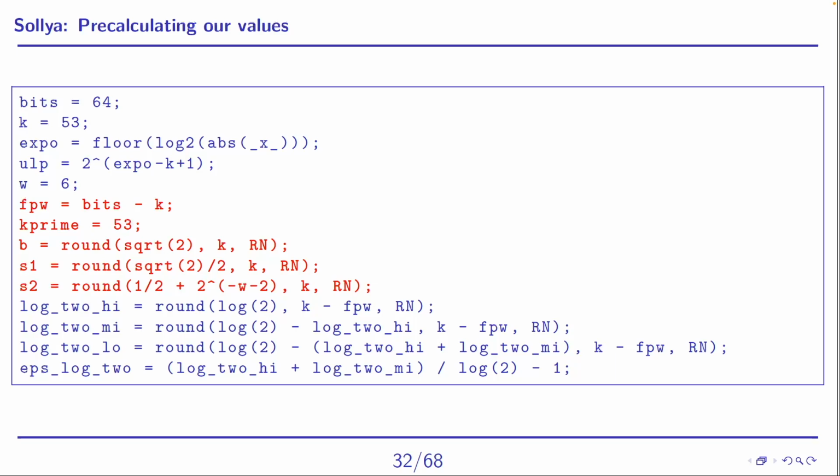Then to look carefully at these values, we see B, which is the square root of 2, the value that we're going to multiply our tau with to make a new tau, if you recall. Then we also have S1 and S2, which are the values that are going to help us align our indices in a table with the m that we are provided.